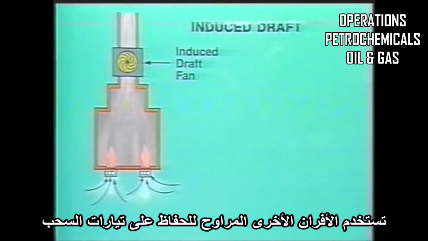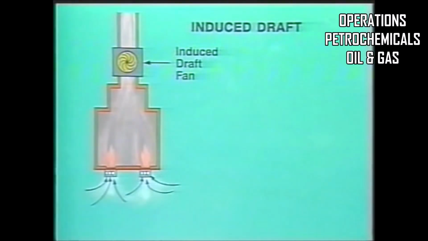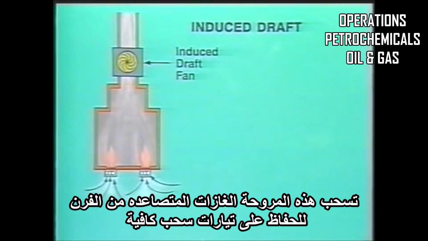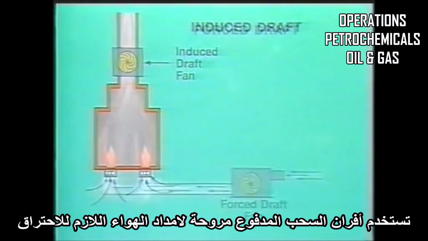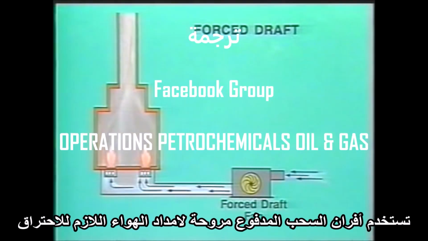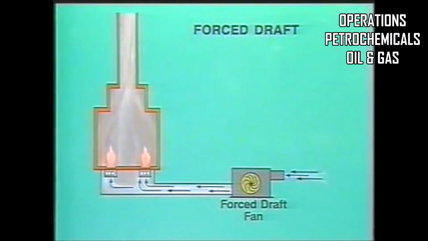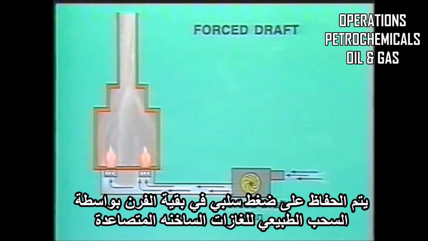Other furnaces use fans to maintain a draft. In an induced draft furnace, a fan is located in the flue gas ductwork to the stack. This fan pulls the flue gases out of the furnace to maintain an adequate draft. A forced draft fire heater uses a fan to supply air for combustion. Even though the combustion air is under positive pressure, a negative pressure is maintained in the rest of the heater by the natural draft of the hot flue gas.